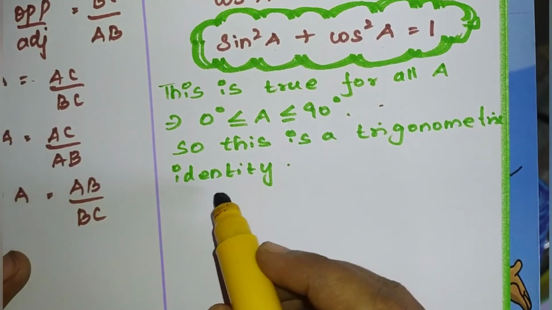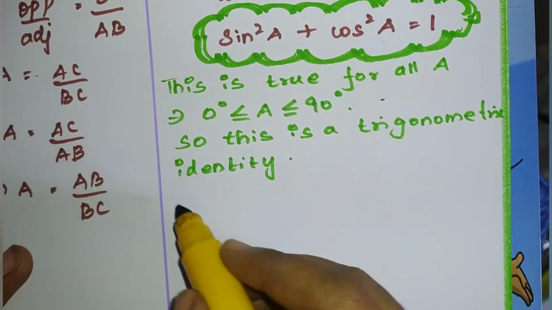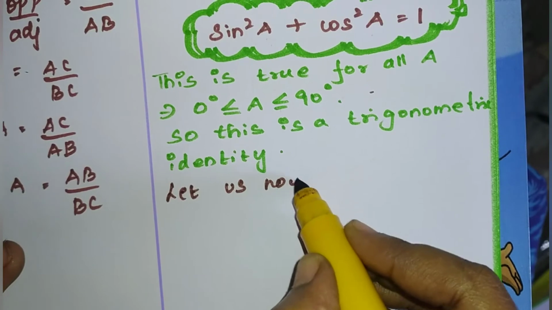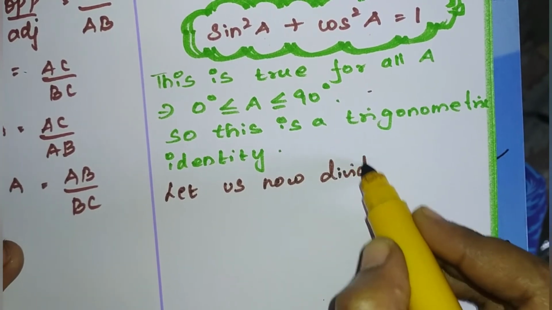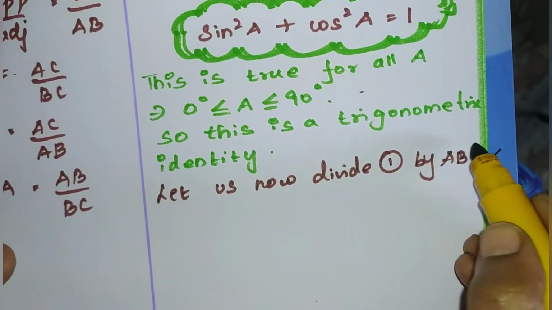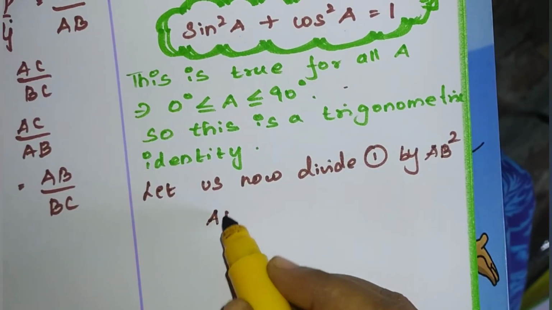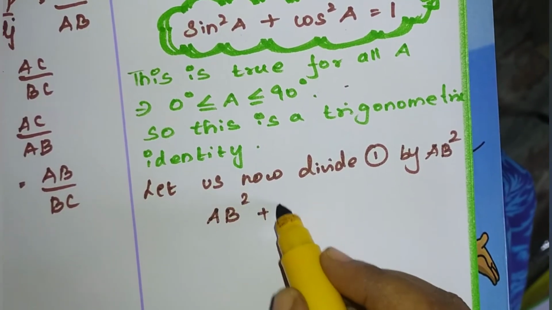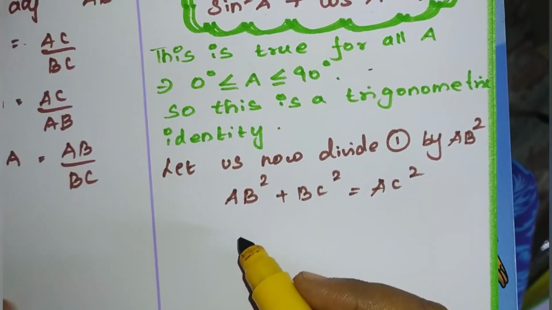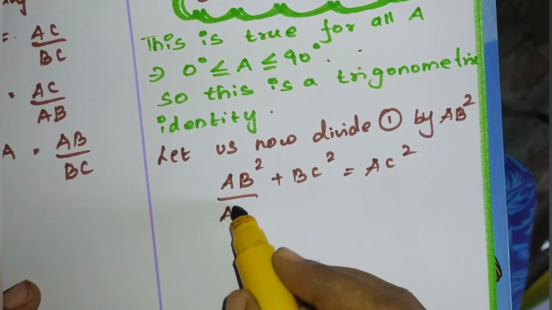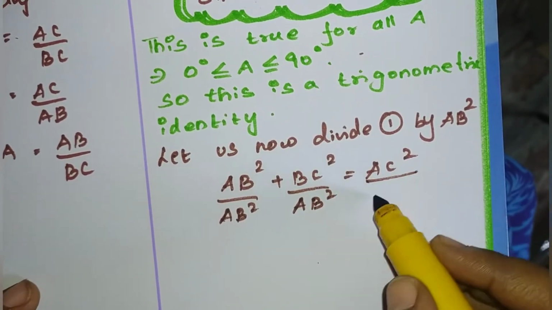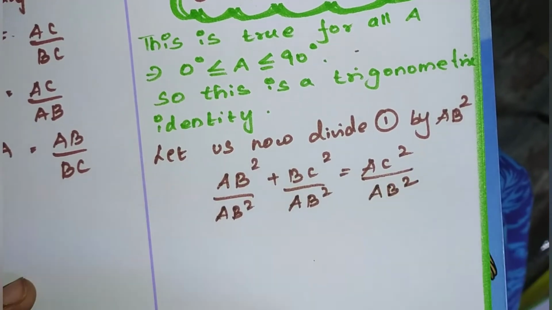Clear? So now let us divide the first equation by AB square. The first equation is AB square plus BC square is equal to AC square. That is by Pythagoras theorem. Divided by AB square, divided by AB square, divided by AB square.